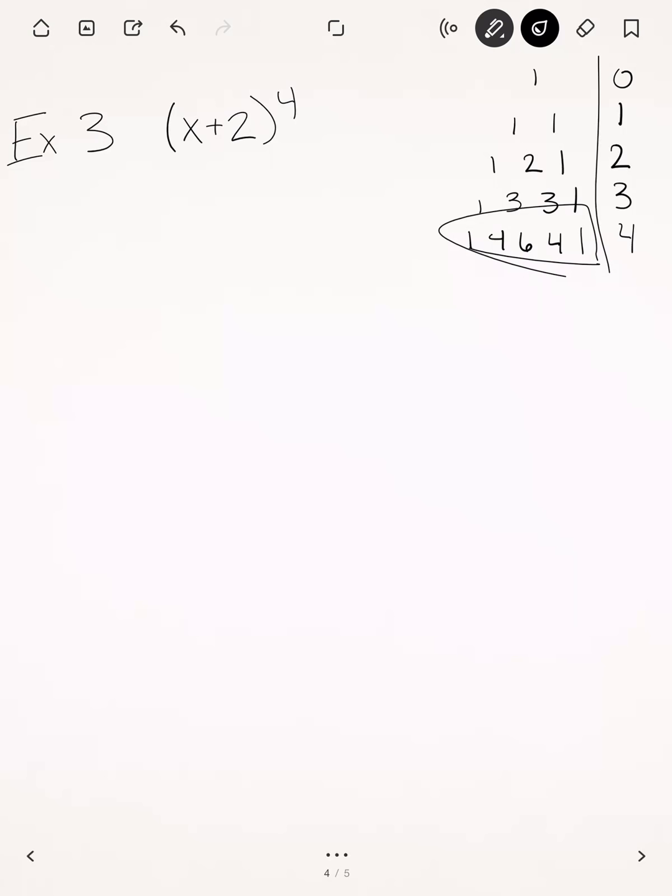Now I have x to the fourth. So I've been doing x cubed, so now I need to go one level more. Okay, so I have 1, 1, 1, 1, 2, 1, 1, 3, 3, 1, 1, 4, 6, 4, 1. So now these are the coefficients I'm going to end up using. So 1, 4, 6, 4, and 1. Hopefully I left enough space.